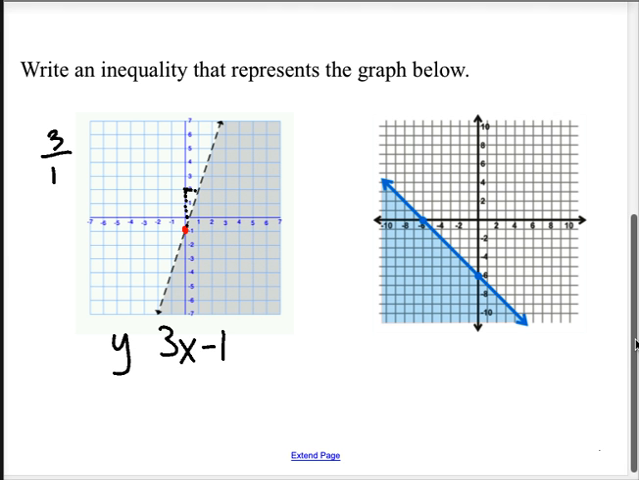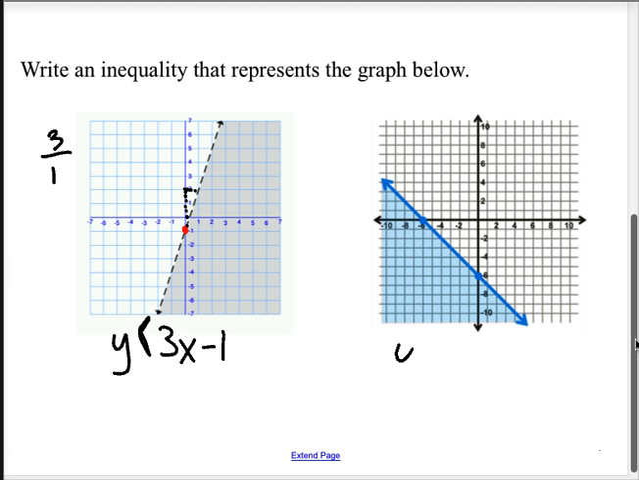Once I have that structure, now I want to look to see about the shading. So everything that is underneath it is shaded. So that means I'm going to have less than, because it's shaded underneath. And it is dashed, so that means it is strictly less than. Okay, remember dashed means strictly less or greater than. So I'm just going to leave it like that, and that actually represents this inequality. How about the next one?